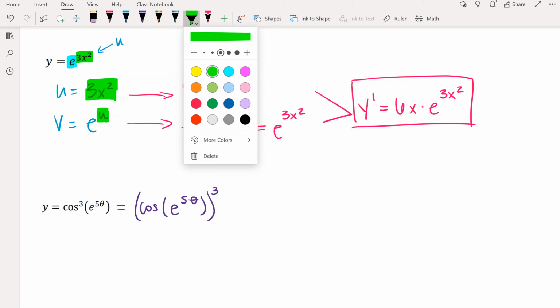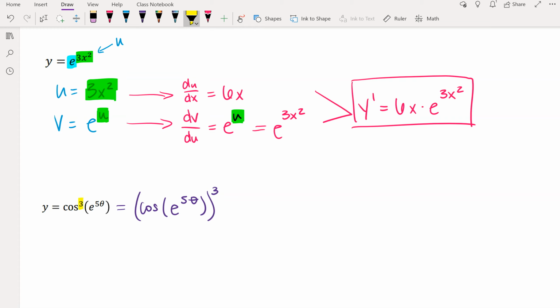That's the first step of solving this type of problem. This little 3 needs to go on the very outside. Do you see how I rearranged this? I have not taken any derivatives yet. I haven't done any fancy calculus. All I did was rewrite what we started with. Y is cosine of e to the 5 theta, cubed.